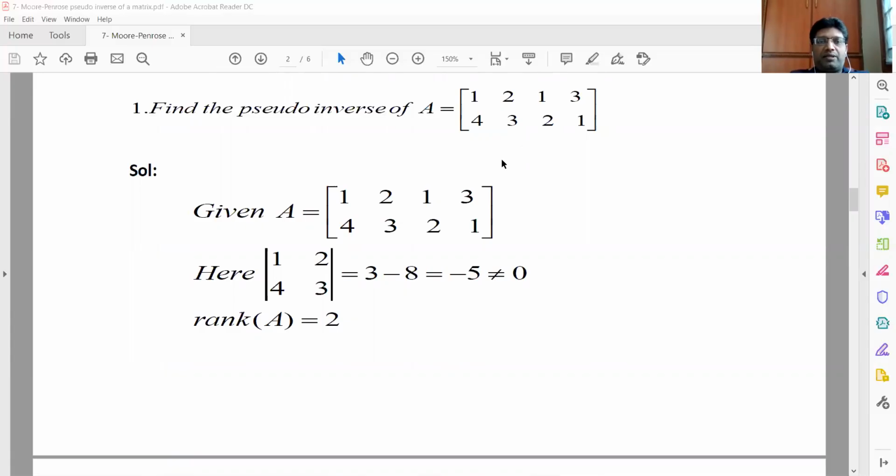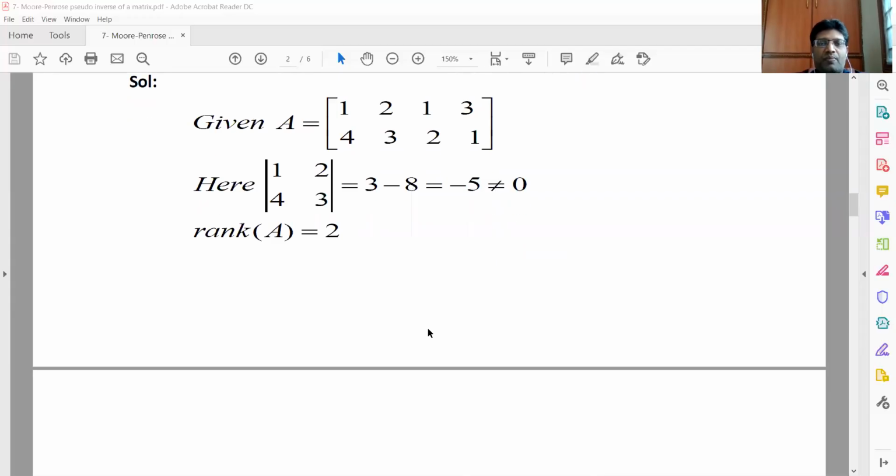Before calculating the inverse, first we have to calculate its rank. So the given matrix is this one. I am taking one minor here, 1 2 4 3, which is clearly not 0. So that means its rank is 2, because if you are able to find at least one minor whose determinant is not equal to 0, then we can declare that the matrix has rank of that order. In this case, I am successful in calculating the rank.